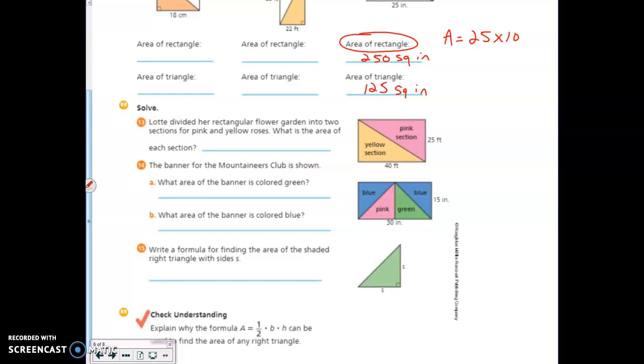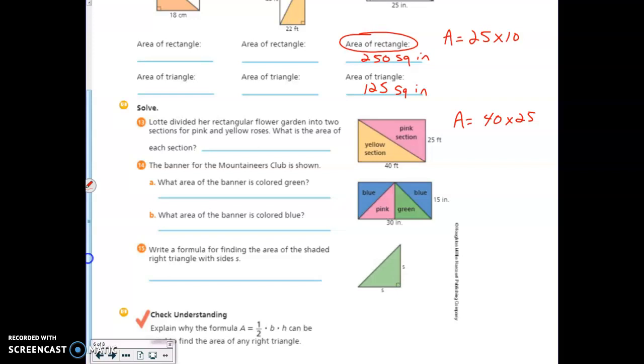Okay, we could figure out the pink, we could figure out the yellow, but again, from what we've known over the last day and a half, or lesson and a half, I should say, is that those triangles will have the exact same area. So the first thing we need to do is figure out the area of the entire rectangle. And to do that, we are simply going to take, again, the base of 40 and the height of 25, and multiply those 2 things together.